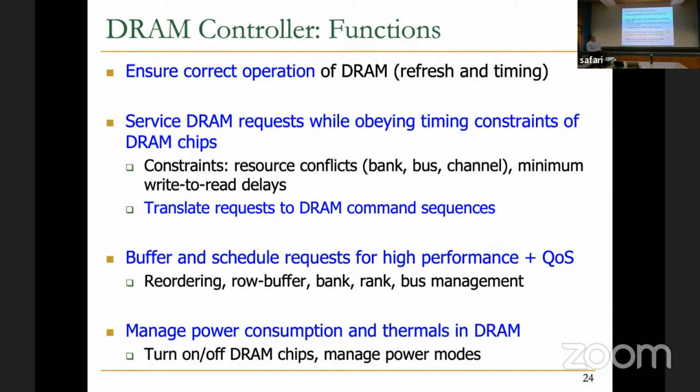So you can see that if I put these here, correct operation here is about reliability, maybe. This is correct operation in terms of the interface. What does the interface demand? Conflicts. This is performance and quality of service, and then this is power and thermals. So it needs to manage everything. That's one of the reasons why a DRAM controller is difficult to design, plus the analog design that we are ignoring over here.